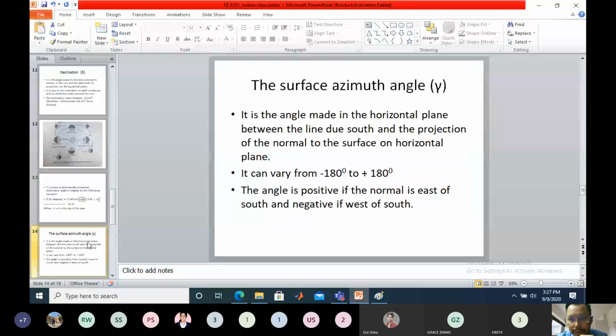Now have a look here. This can go from here up to another 90 degrees on this side, meaning 180 degrees. So that's all about the surface azimuth angle. I have written here that the angle is positive if the normal is east of the south and negative if west of the south. I hope this is clear.